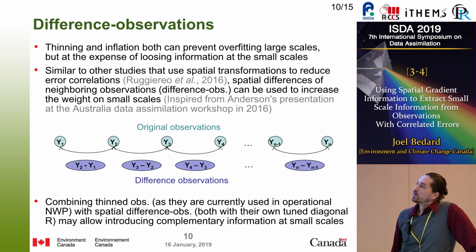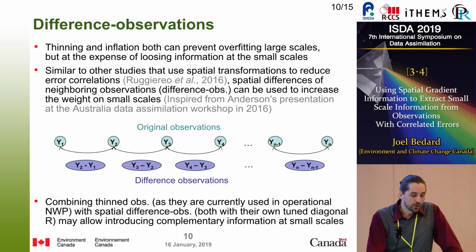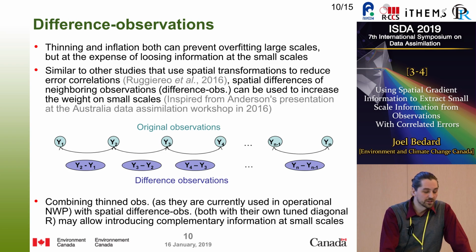As I've shown, the thinning and the inflation both can prevent overfitting the large scales, but this is done at the expense of losing information at the small scales. So inspired by Jeff Sanderson's talk in Australia, we decided to try using spatial differences of neighboring observations to increase the weight on the small scales.